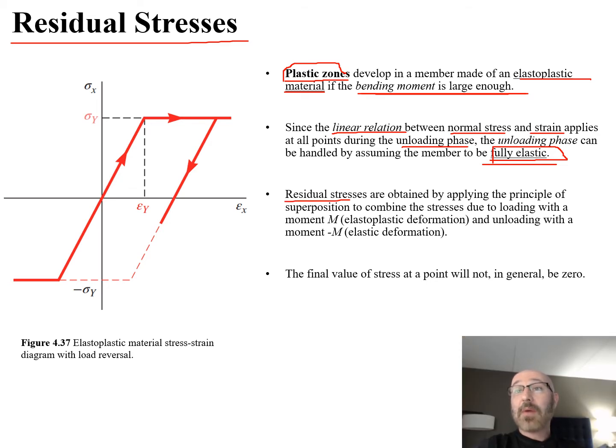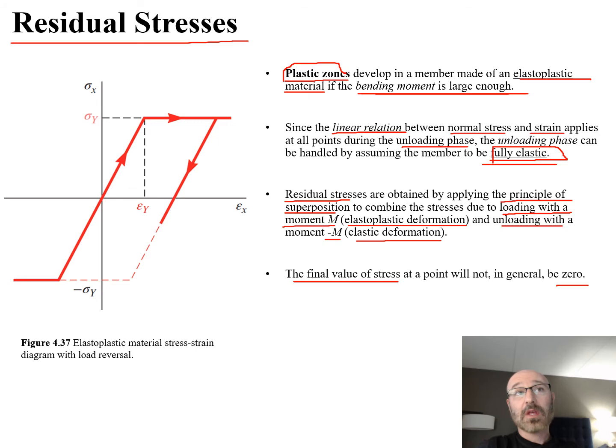This leads us into that topic of our residual stresses, where residual stresses are going to be obtained by applying the principle of superposition to combine the stresses due to the loading with a moment M, our elastoplastic deformation, and our unloading with a moment negative M, which is our elastic deformation. So we can see our elastoplastic deformation and our elastic deformation by M and negative M, those two moments for loading and unloading. Now, in general, this final value for our stress is not going to be equal to 0.